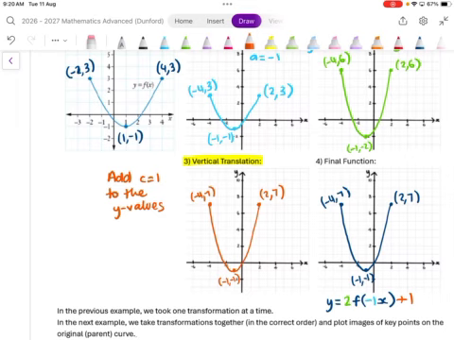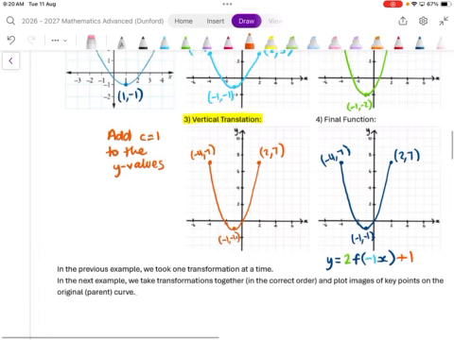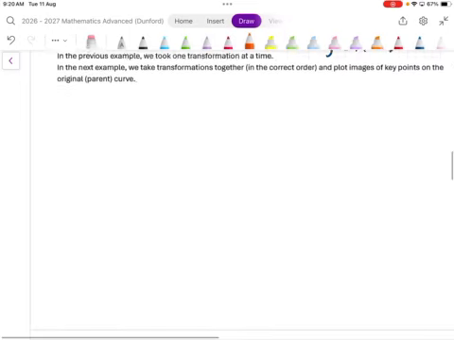So in that example, we took one transformation at a time, okay? In the next one that we're going to do, like the first one, we're going to take the transformations together in the correct order and plot images of key points on the original parent curve. So like what we did on the first one. So flip the page for me. So you can choose which method you prefer to do for this as well, okay?